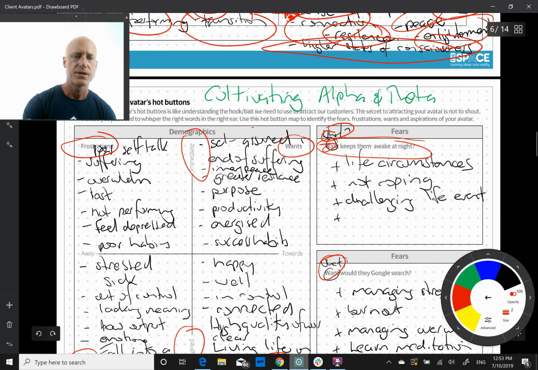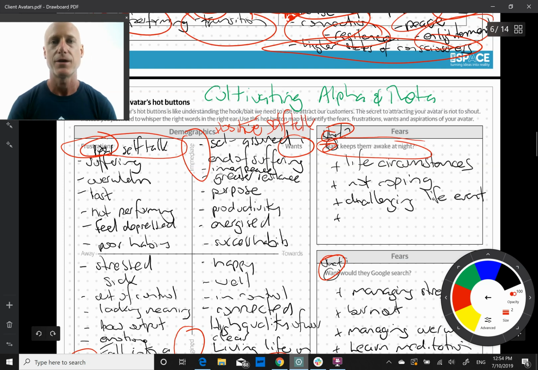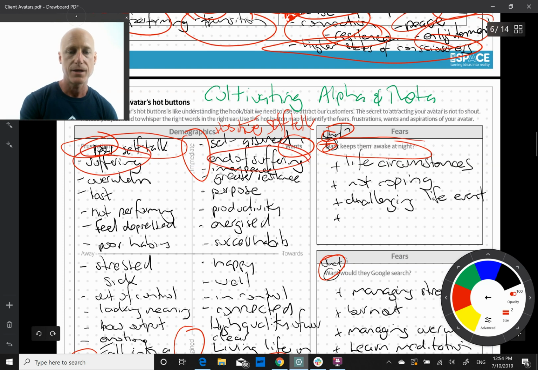So demographics. So what do they got? We think that they have poor self-talk and they want to have positive self-talk. So the want is just the mirror image often to the frustration. Positive self-talk. Although you may not know it because my writing's not awesome. Positive self-talk. So suffering, end suffering, inner peace. So they might be feeling a sense of overwhelm, frustration.